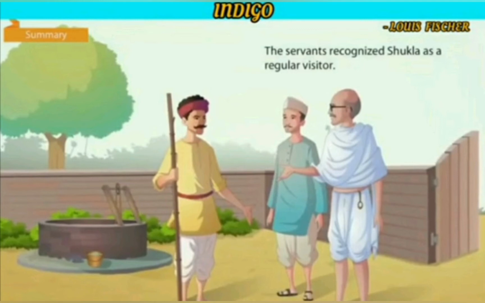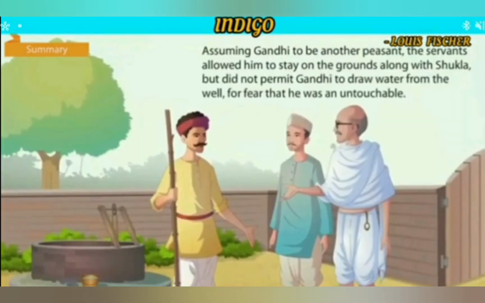The servants recognized Shukla as a regular visitor. Assuming Gandhi to be another peasant, the servants allowed him to stay on the grounds along with Shukla, but did not permit Gandhi to draw water from the well for fear that he was an untouchable.